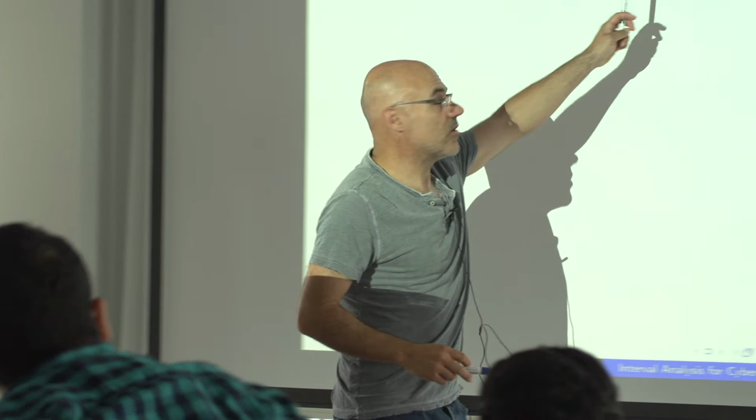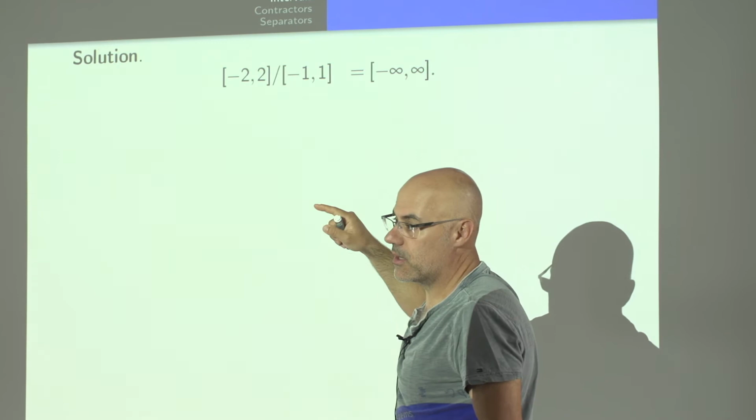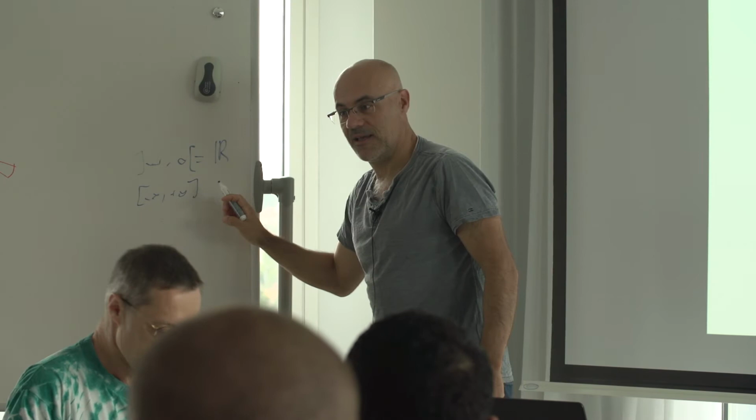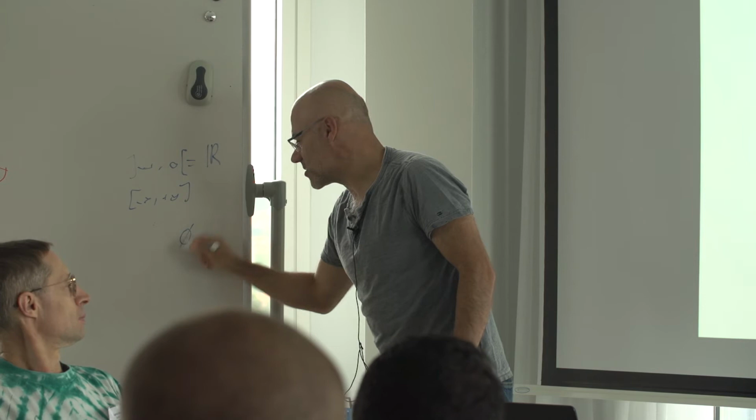But in fact, I do not contain minus infinity. But even if I open the bracket, it's still a closed interval because R is closed. R is not bounded, and it's not compact, but it is closed. The empty set is also considered as closed. The empty set is an interval. So if I intersect two intervals, I still obtain an interval.